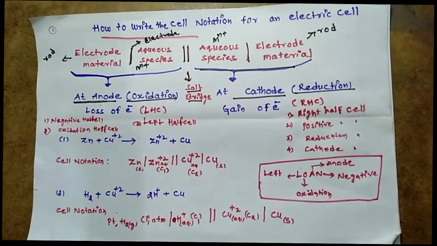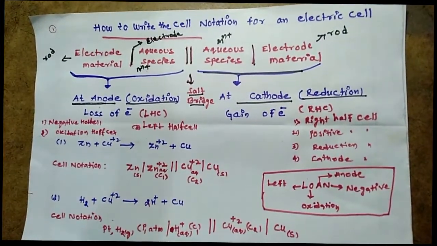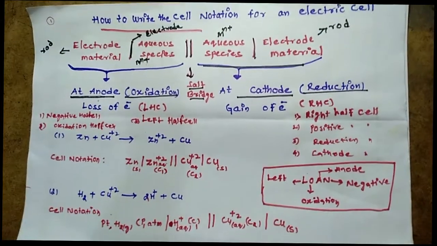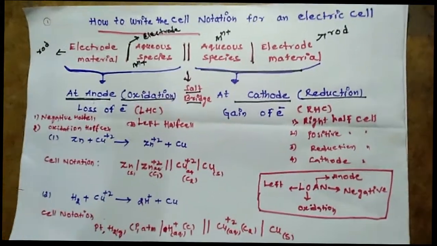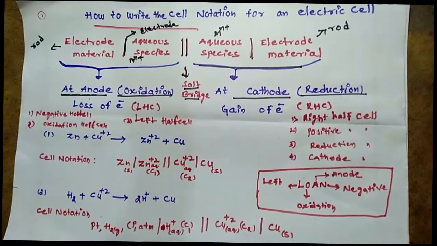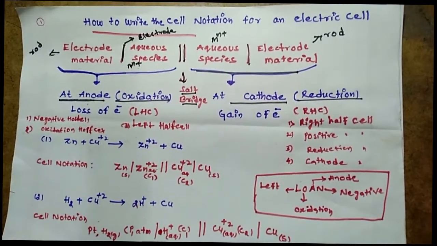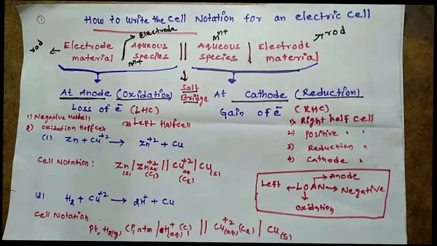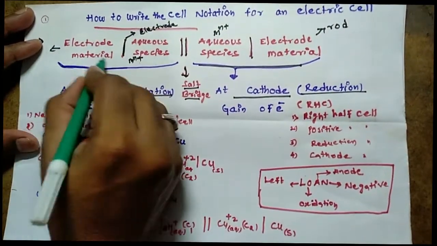Now in this class I go to the explanation about cell notation, how to write a cell notation. So I give a simple trick, you can understand easily, but you must watch this complete video to understand. So look at here, I have written electrode material.